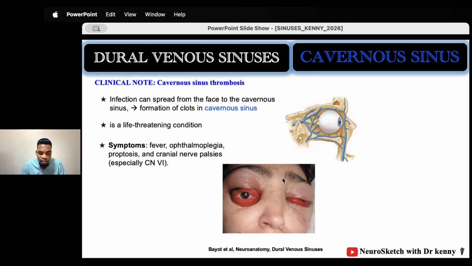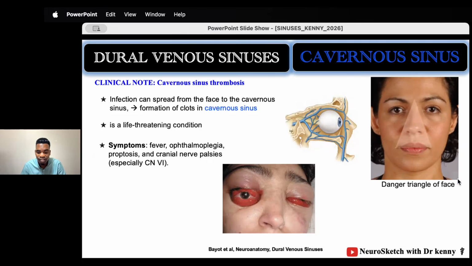Now, this region of the face, which is drained by these vessels into the cavernous sinus, is considered the danger triangle of the face, because infection from here can spread to the cavernous sinus and can result in the formation of clots, and that clot, as we said, is called cavernous sinus thrombosis, which is life-threatening and very dangerous. If you have pimples located on this region, it's very tricky to remove them because it can result in cavernous sinus thrombosis, a very dangerous, life-threatening situation.